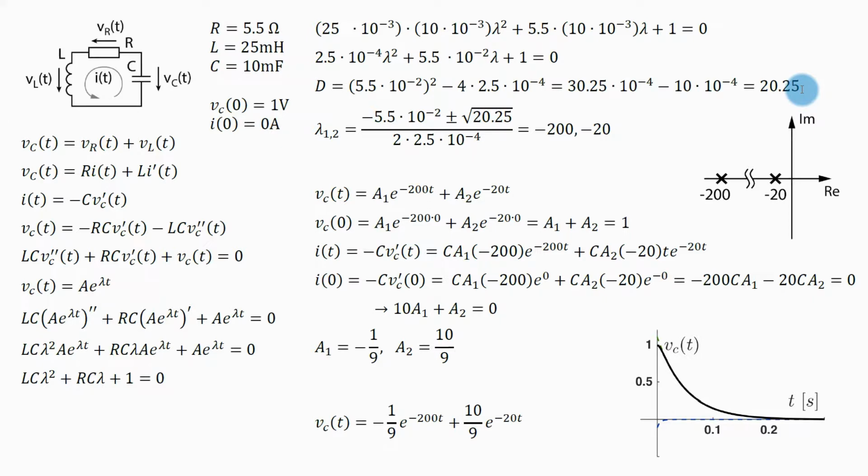Now that I have the discriminant, I can find the roots of the characteristic equation. And again, when you crunch the numbers, you will get that your roots are -200 and -20. When I plot this in the complex plane, this is what I get. I get two real negative roots. The roots are on the left hand side of the complex plane, so my system is going to be stable. The roots are real, so I will have overdamped response.